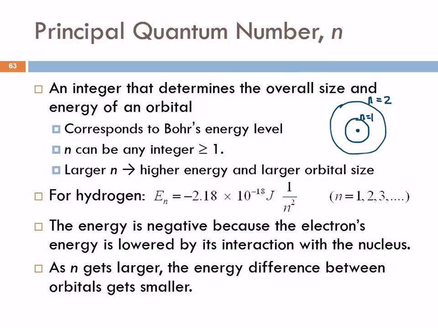It's convenient. I prefer to think of the Bohr model because it's easier to think about, it's easier to visualize. I can picture the solar system, but I have to remind myself that's not really what the electrons are doing.